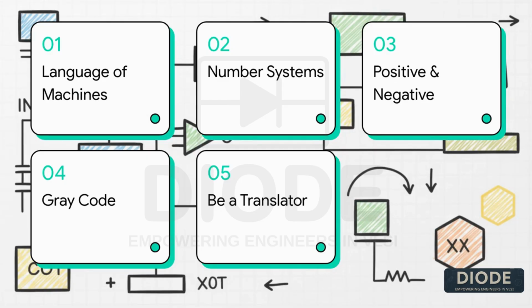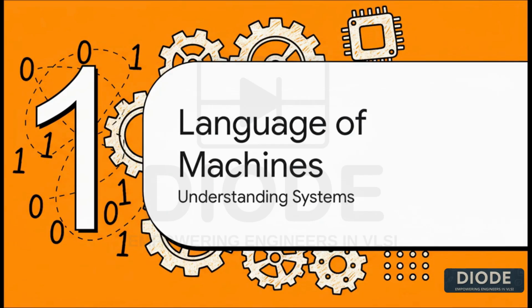So here's the game plan for today. We'll start with the secret language itself. Then we'll check out the four most important dialects of that language. After that, we'll see how they handle tricky things like negative numbers, look at a super safe system called gray code, and finally, we'll make you a translator. All right, let's start at the very beginning.